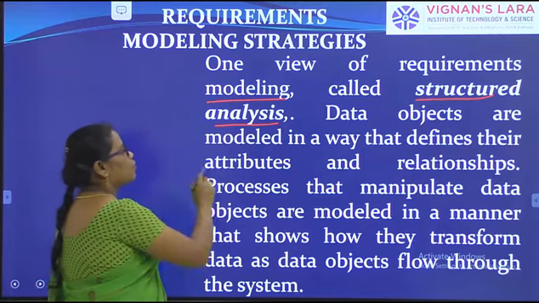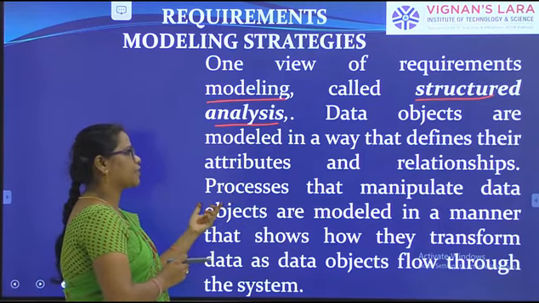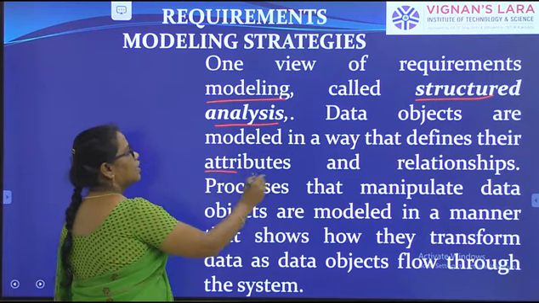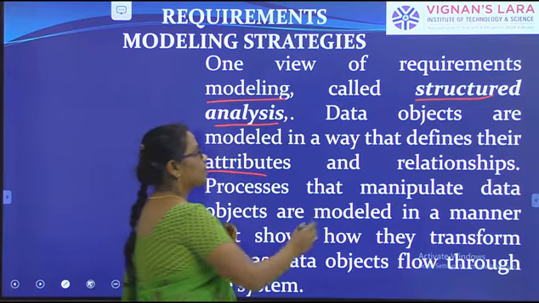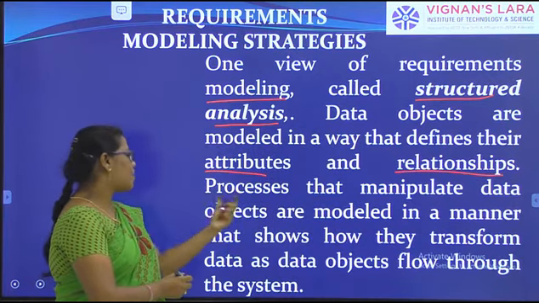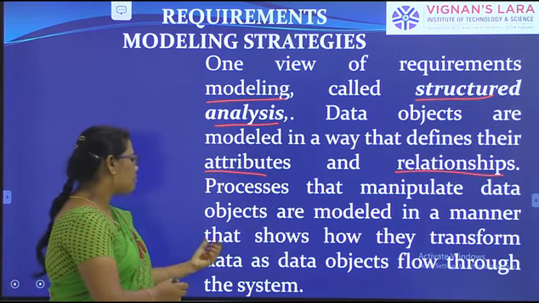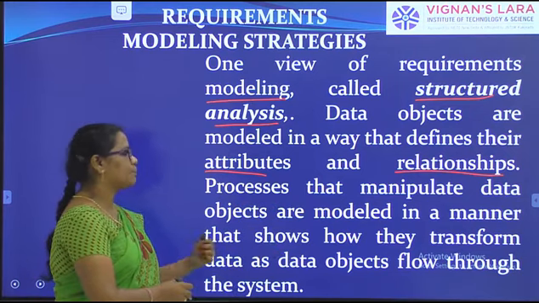Data objects are modeled in a way that defines their attributes and relationships. We have known this because a class is represented to define the attributes, operations and relationships, as we have seen previously. Processes that manipulate data objects are modeled in a manner that shows how they transform data as data objects flow through the system.